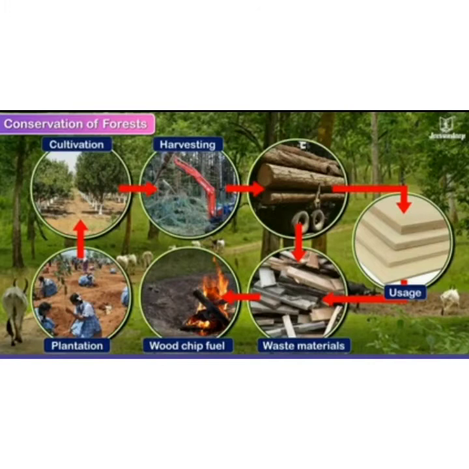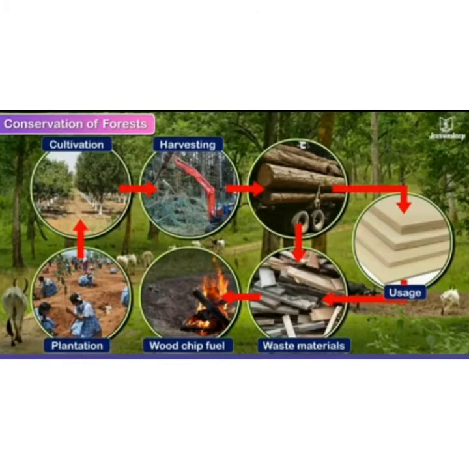We must also remember three words that are important for conserving any natural resource. These are reduce, reuse, and recycle, also known as the three R's. We must recycle products such as paper, books, etc., and reuse them.